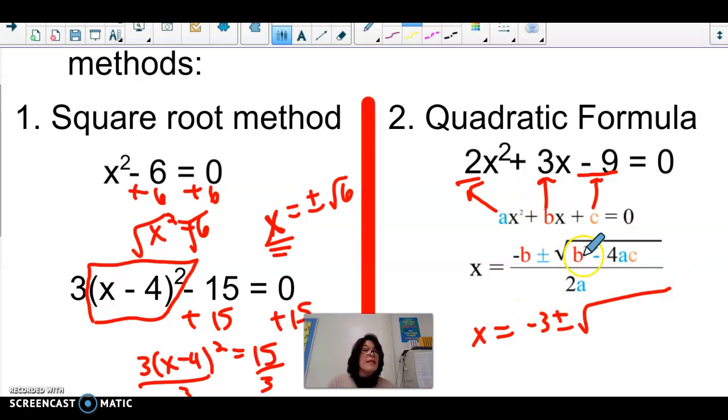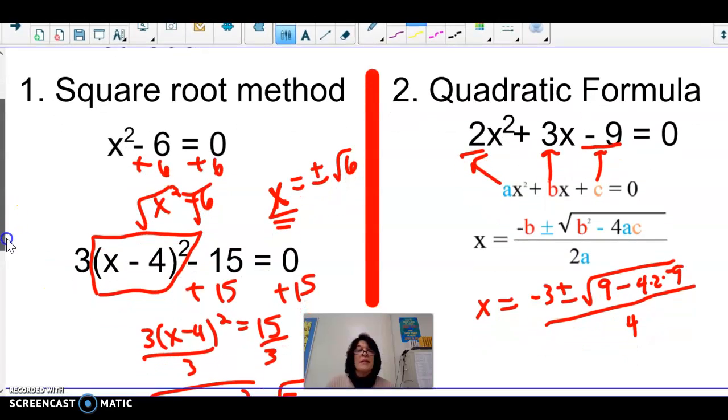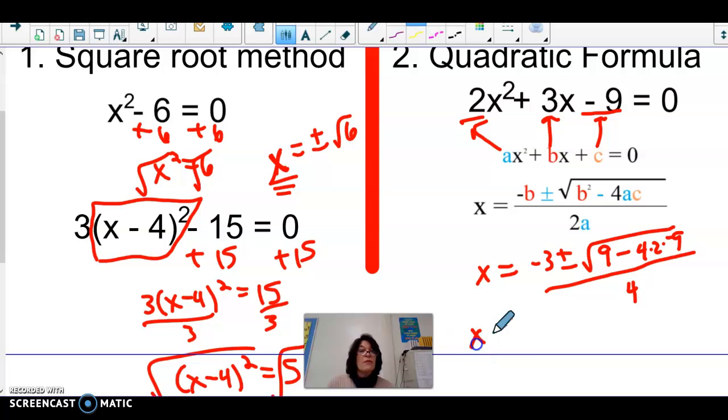Plus or minus, I'm going to take b and square it. 3 squared, 3 times 3, that's 9. Minus 4 times a times c. So I'm going to take 4 times 2 times negative 9. That's 4 times a times c, all over 2a. 2 times 2 is 4. Okay, so I have it set up. And now I'm going to go a little further here and figure out what this is under the square root.